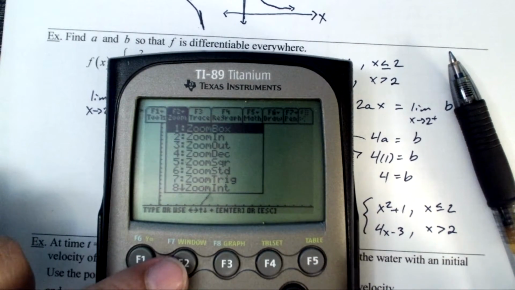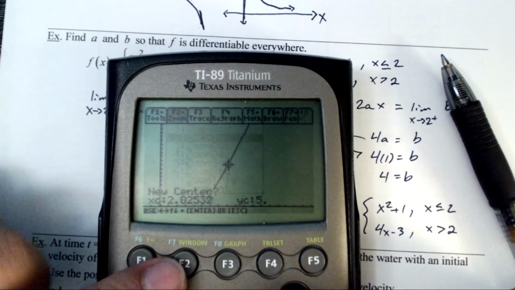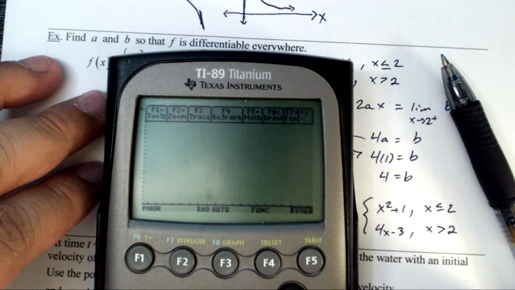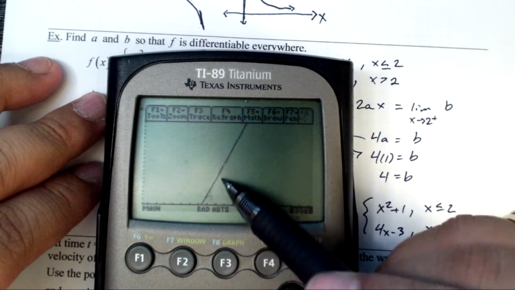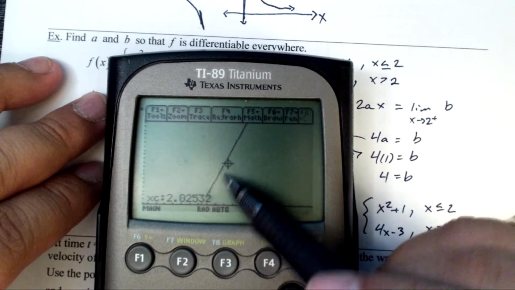Is it working? No, it's not working. Okay, so let's zoom in further. All right, so we're gonna zoom in even more. Okay, and you can still see a bit of a curve here from the x squared piece, right?